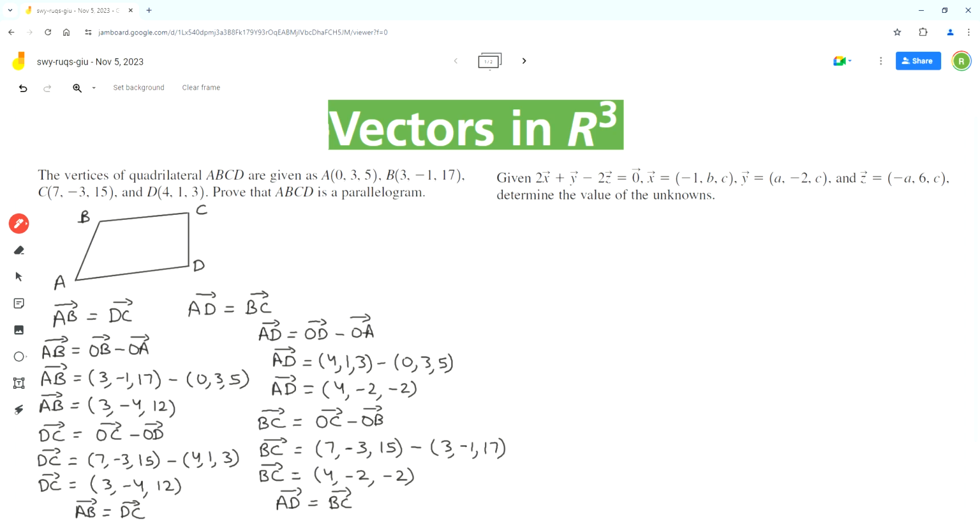So in this problem, the unknowns are a, b, and c. So we have to find their value. So for that, we'll use the given vector equation. So the first step is to sub in the given vectors x, y, and z in this vector equation.